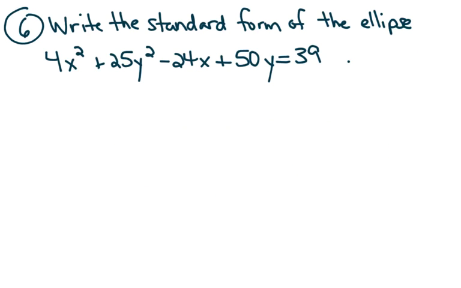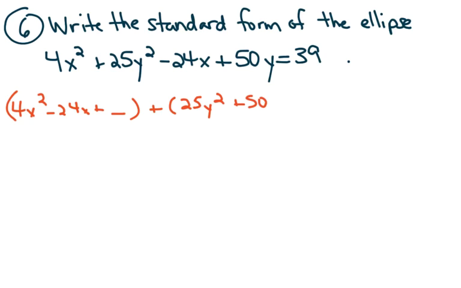Number 6, write the standard form of the ellipse, 4x squared plus 25y squared minus 24x plus 50y equals 39. All right, we're going to do the same thing we did with a circle. We're going to start by putting the x's together in their own parentheses, and then the y's together in their own parentheses.